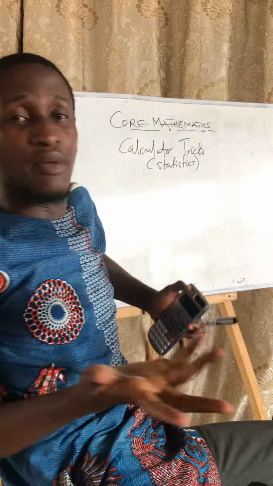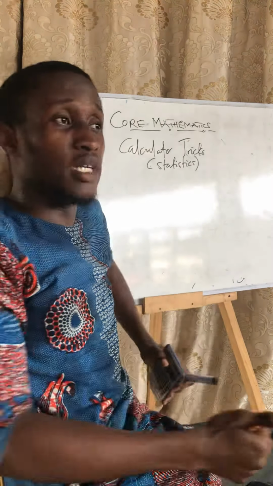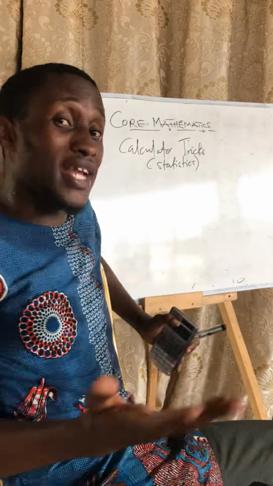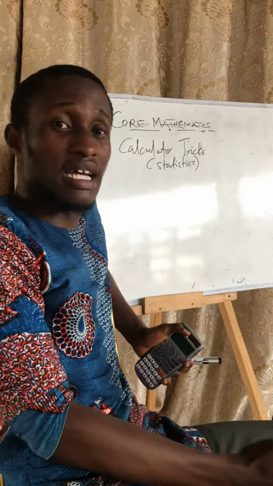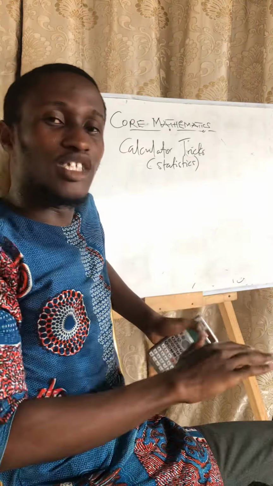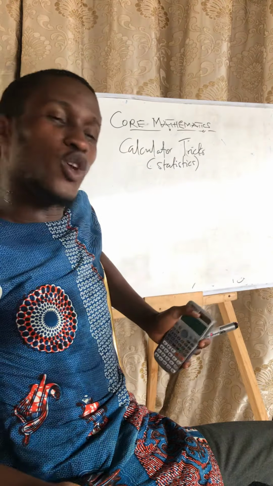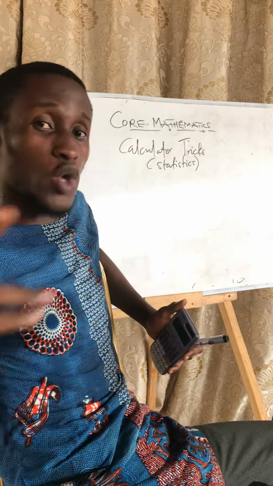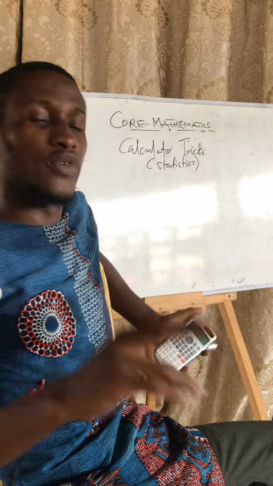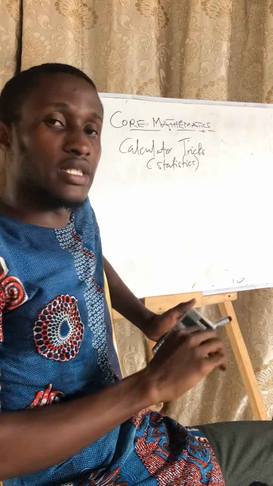Basically, when you're able to find the standard deviation, you should be able to find the variance, because the variance is the square of the standard deviation, or let's say the standard deviation is the square root of the variance. So if you have the standard deviation and you take the square of it, that will give you the variance. If you have the variance and you take the square root of the variance, you get the standard deviation.